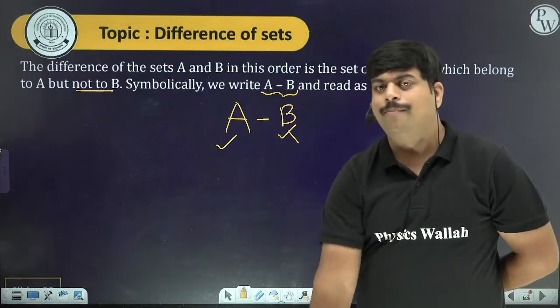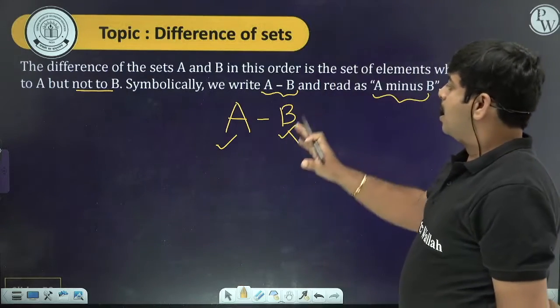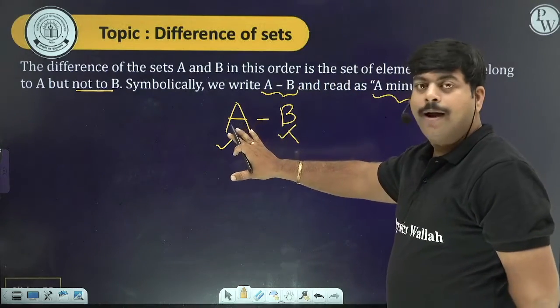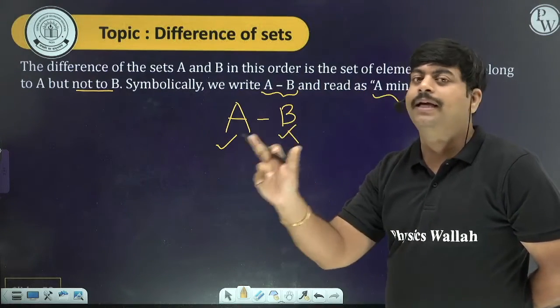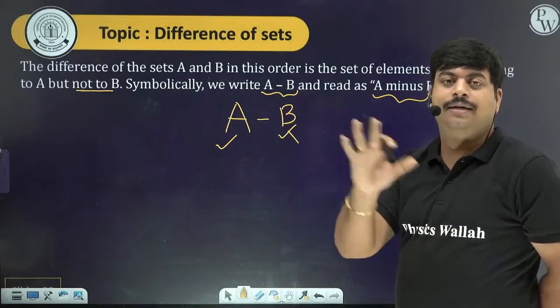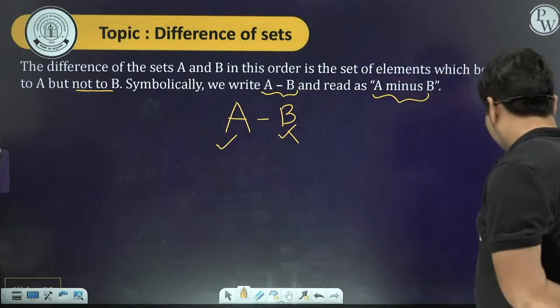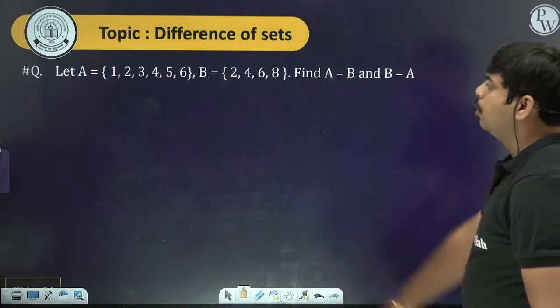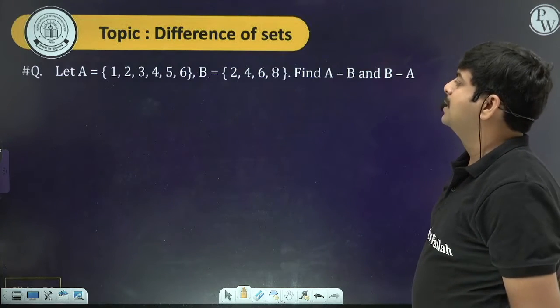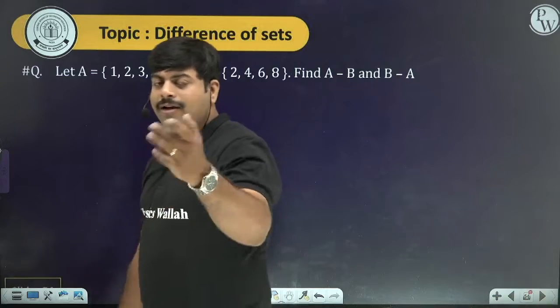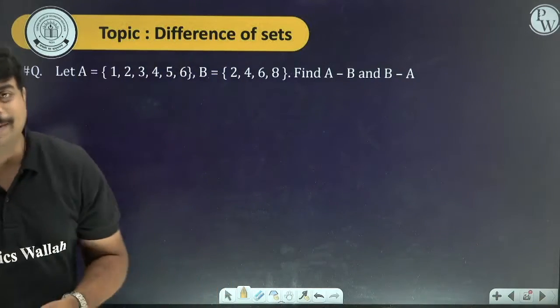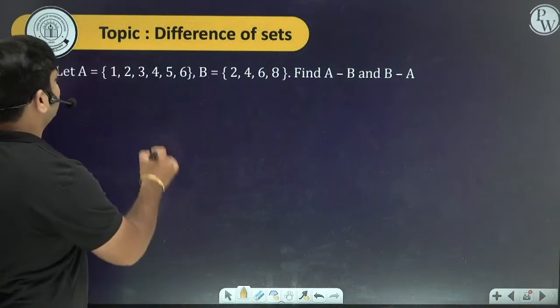I'll give you an example, don't worry. Understand, elements should be there in A, but those particular elements which are there in A should not be in B. If there are any such elements, delete. Okay, so we'll take one example. A is equal to 1, 2, 3, 4, 5, 6 and B is equal to 2, 4, 6, 8. Find A minus B and B minus A. I will do A minus B, you can do B minus A. So what is A minus B, people?